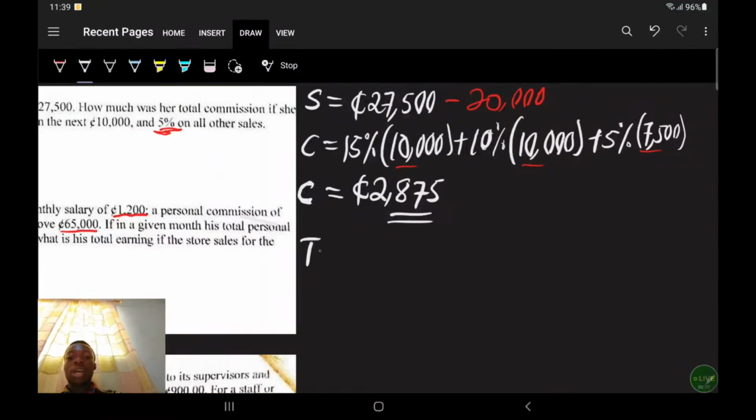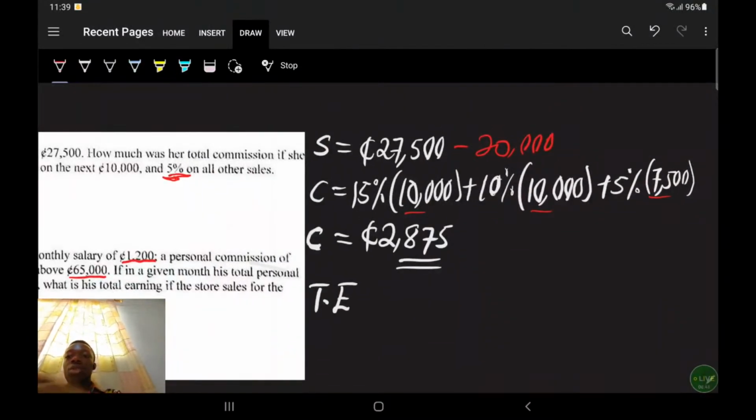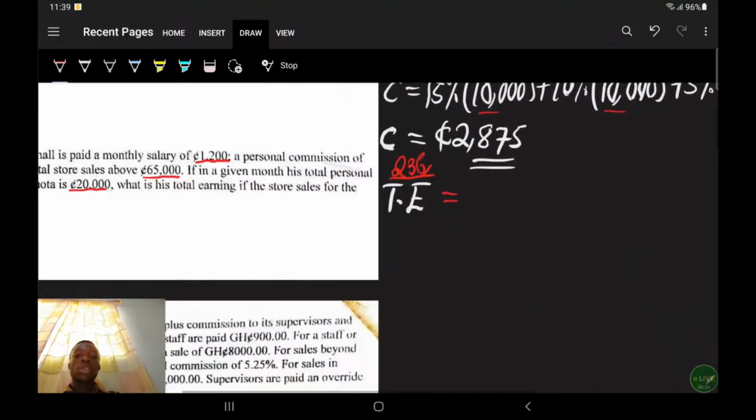So the question is asking us to calculate total earnings. This one was question 35, and this one is question 36. Total earnings is going to be the salary of Jamal plus his personal commission, called CP, plus his commission on override, called CO. I hope that is clear. So what was his salary? It was 1,200. So 1,200 plus. Let's calculate his personal commission.